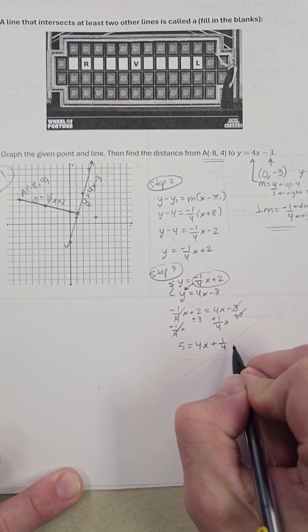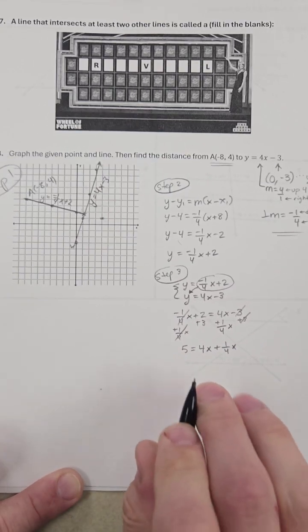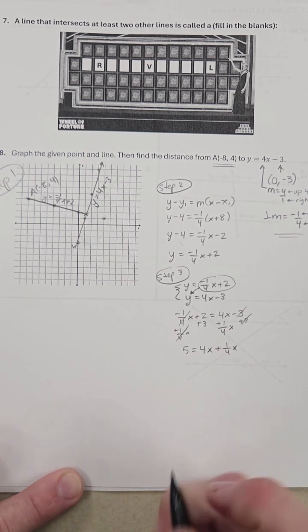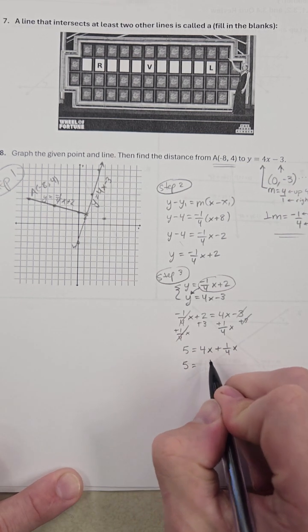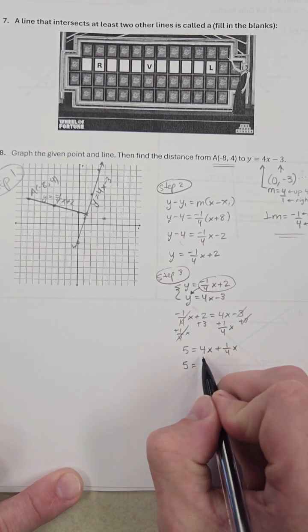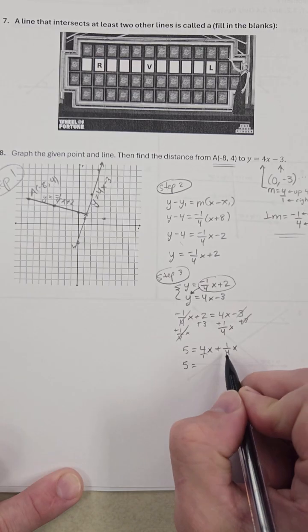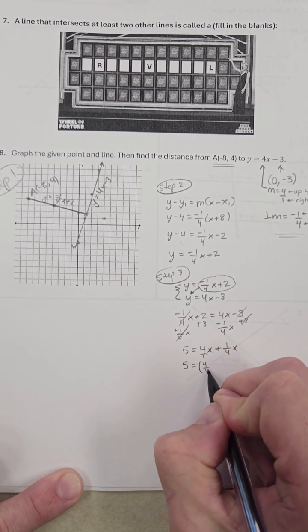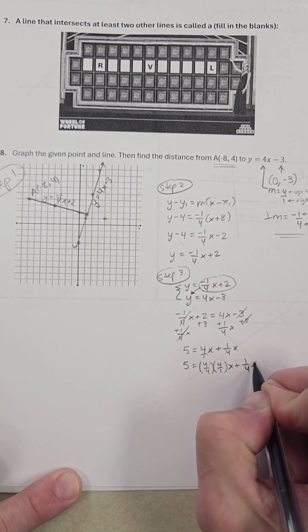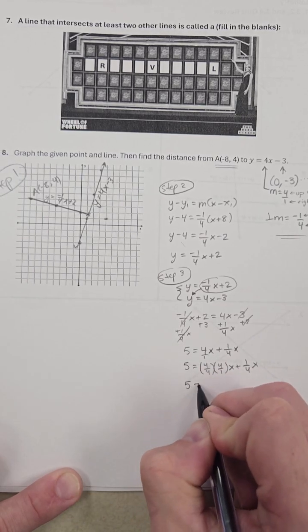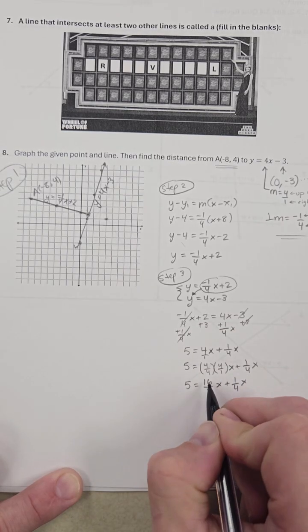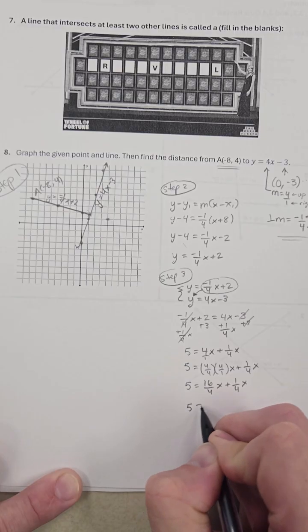You could write this as 4 and 1/4 x, but I'm going to choose to write this as an improper fraction, and then I'll be able to multiply by the reciprocal to get x by itself. We need to have common denominators. So far I have a denominator of 1 here. I need to have a 4. So I multiply by 4 over 4. Multiply fractions straight across. That's 16/4 x plus 1/4 x is 17/4 x.